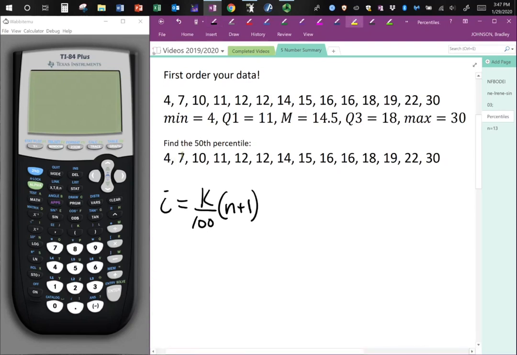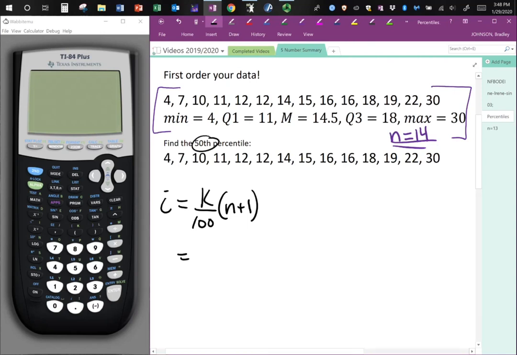So let's count. 1, 2, 3, 4, 5, 6, 7, 8, 9, 10, 11, 12, 13, 14. N is equal to 14 in this particular example. And you can see I'm still using that same data. But let me put my n equals 14 up here because I'm going to need some room after finding the index. So finding my index.